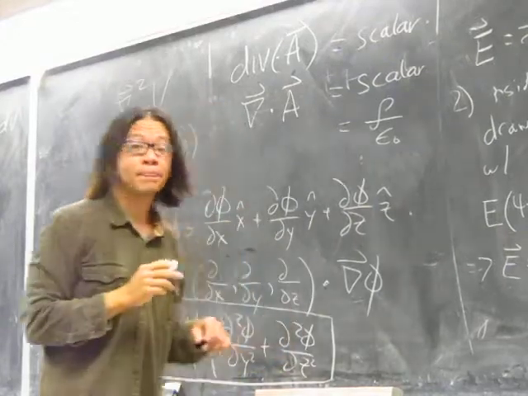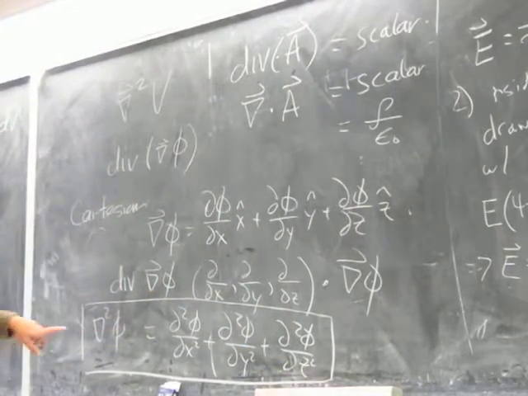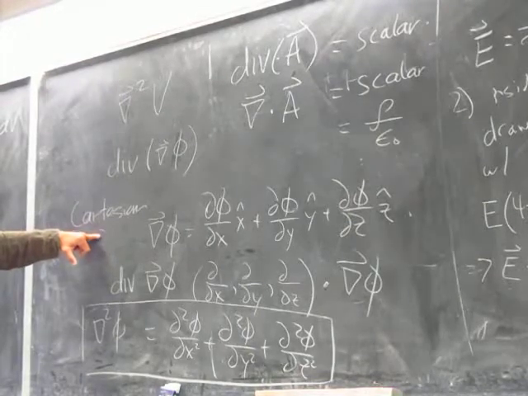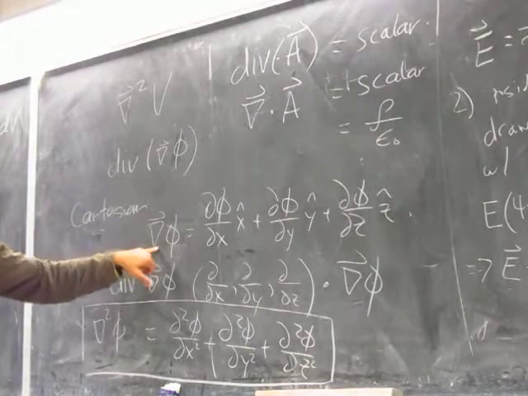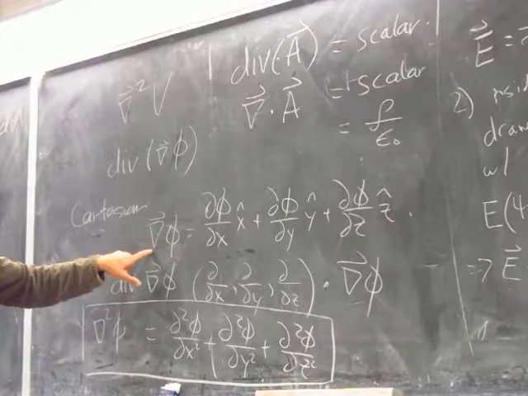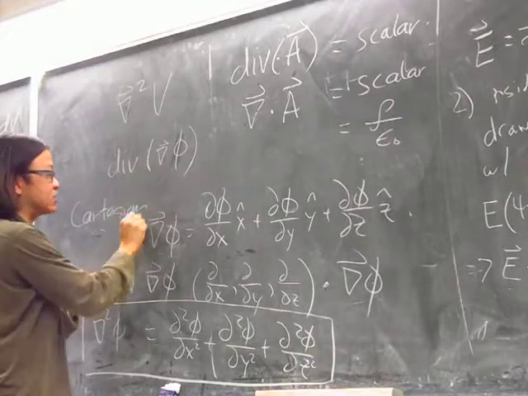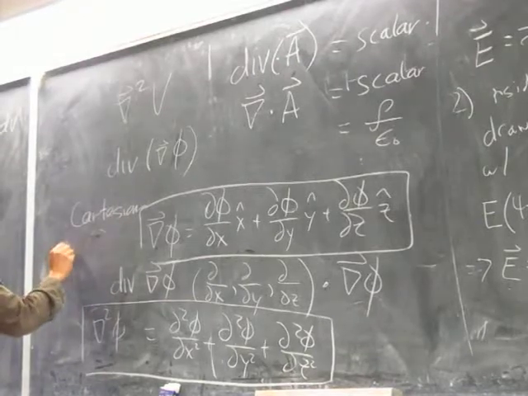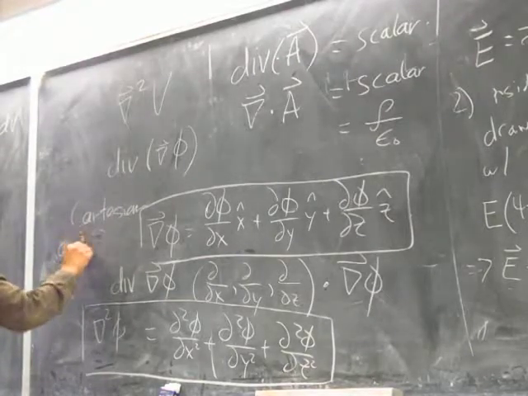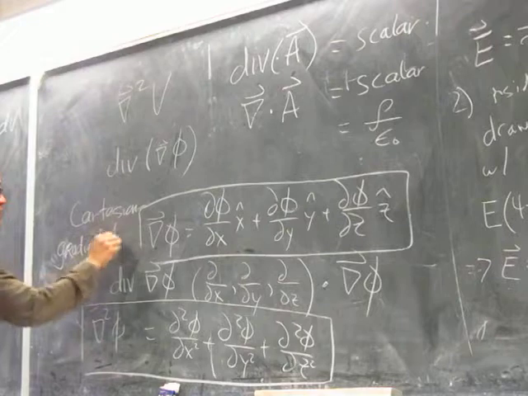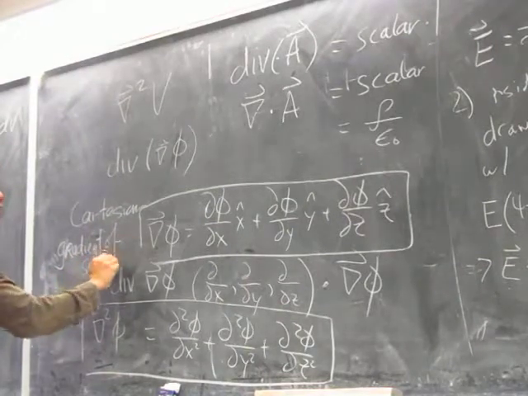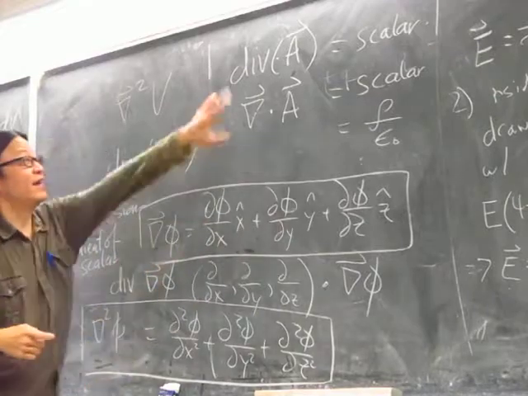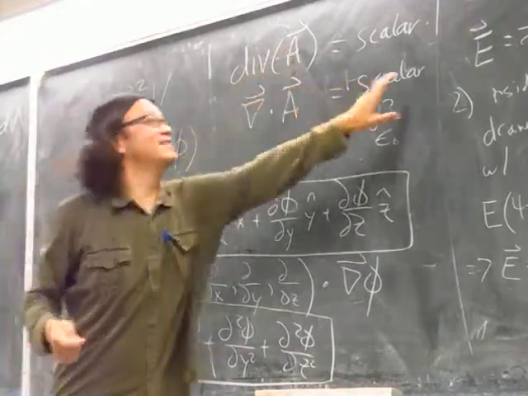But then why, right under Cartesian, do you have del phi, and that's a vector right there, right? Because it's x hat, y hat. This is actually a statement for a gradient, so a gradient of a scalar. Take a scalar, it turns into a vector. Divergence takes a vector and turns it into a scalar.